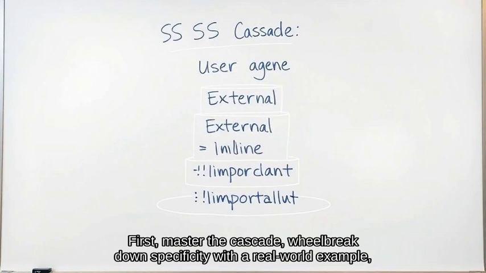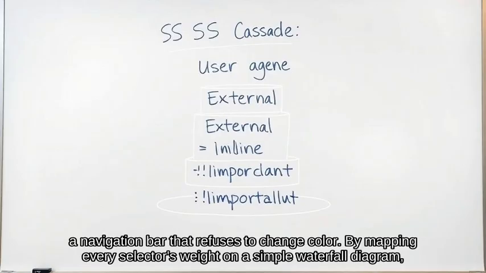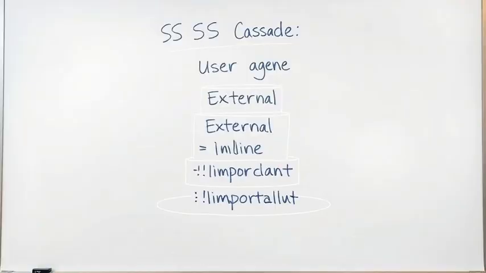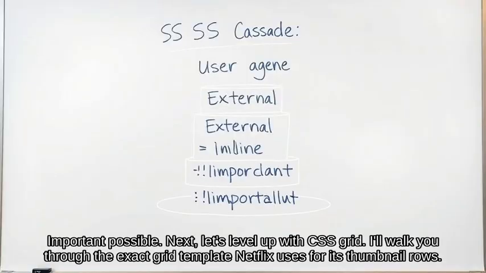First, master the cascade. We'll break down specificity with a real-world example, a navigation bar that refuses to change color. By mapping every selector's weight on a simple waterfall diagram, you'll see instantly why your nav stays stubborn and how to override it with the least important possible.